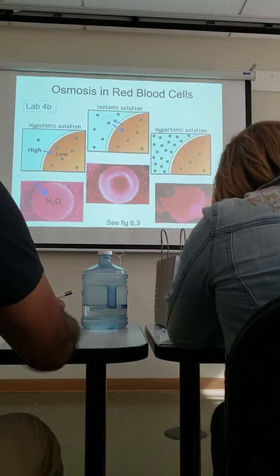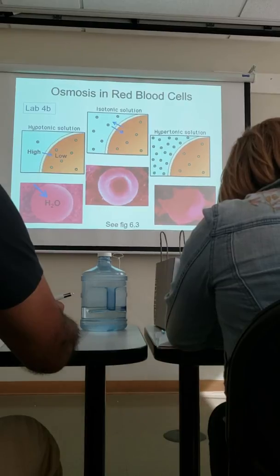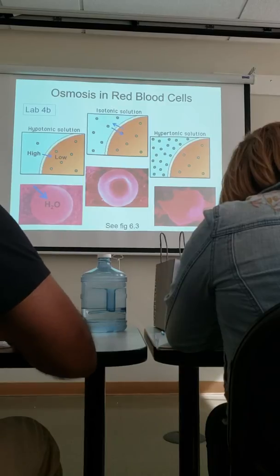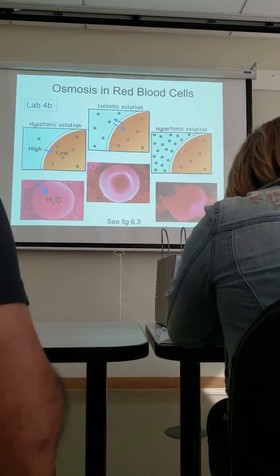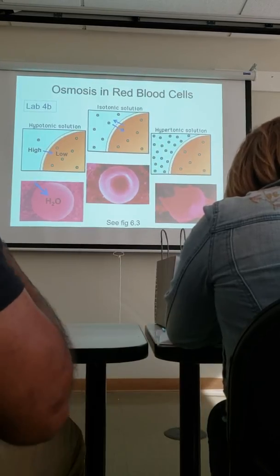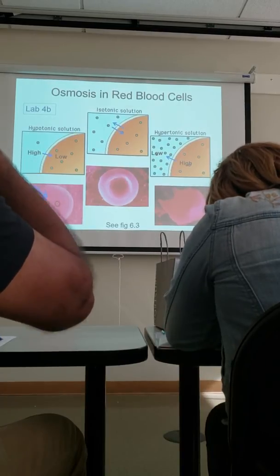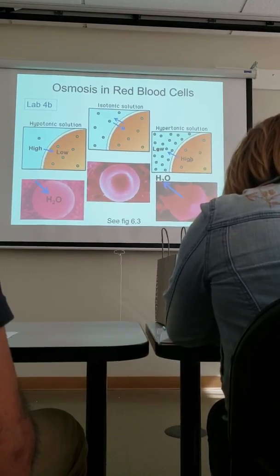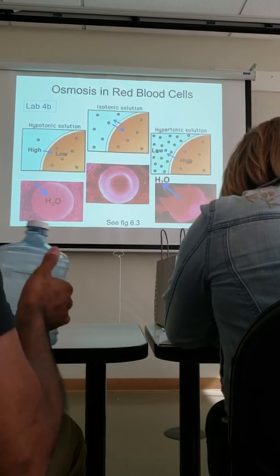And then the last solution, remember, is hypertonic. And for the red blood cells, this is anything above 0.9% saline solution, right? 3%, 10%. In this case, you start getting too many solutes outside the red blood cell. For example, too salty, right? Or if you're dehydrated. And in that case, remember, the water goes outside of the cell, causing your cell to shrink or crenate.